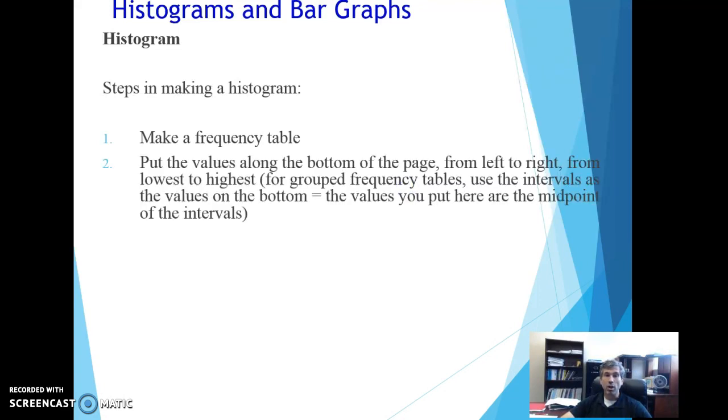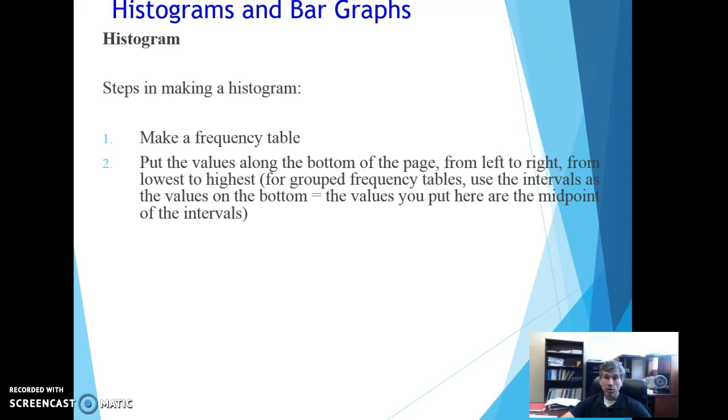Then we essentially put the values across the bottom of the page, what we call the x-axis, and from left to right, we organize it from the lowest to the highest scores that are in your data set. If you had a group frequency table, you'd use the intervals, but spoiler alert, we're not actually ever going to do that in this course.